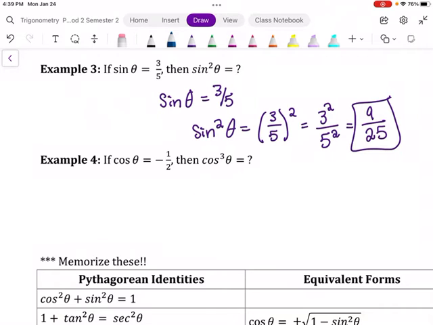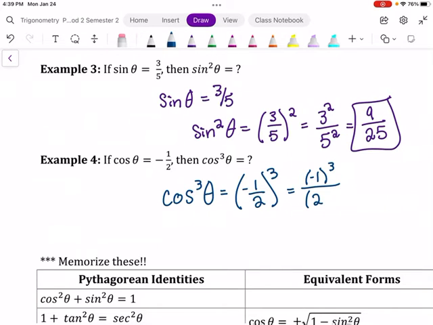Our next problem, they give us cosine theta equals negative 1/2, and they want us to find cosine cubed. So again, we're going to put it in parentheses, and then we are going to cube it. And when you cube it, you're going to cube both the top and the bottom. And we would get negative 1 over 8. The big thing is make sure you put the parentheses. I know it won't always affect your answer, but sometimes it does. So if you don't put those parentheses, you might forget to include that negative.